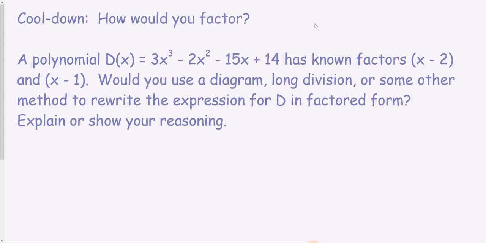Okay. One more thing to think about here. Take a look at this polynomial: 3x to the third minus 2x squared minus 15x plus 14. But this time, I'm going to give you two known factors, x minus 2 and x minus 1. Could you write this in factored form? Now, at first, that might seem easy enough, right? How might you do this?